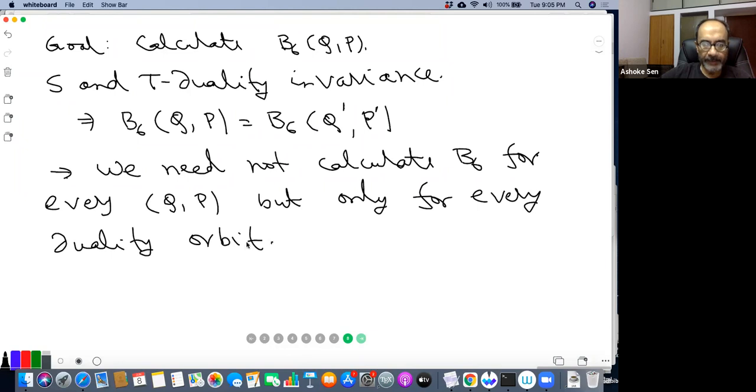Each duality orbit is a collection of charge vectors which are all related by duality. The reason we need to calculate it only for every duality orbit is that inside a duality orbit, different elements have the same B6 anyway, because of this relation. Okay. So then we can ask, what are the inequivalent duality orbits?